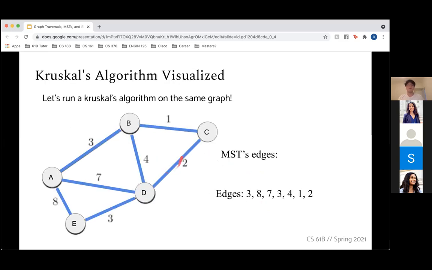Okay, next we're going to be looking at Kruskal's algorithm. Kruskal's algorithm is also another algorithm used to find MSTs. Similar to Prim's, we're going to go through a visualization of Kruskal's, and then we'll look at its runtime.